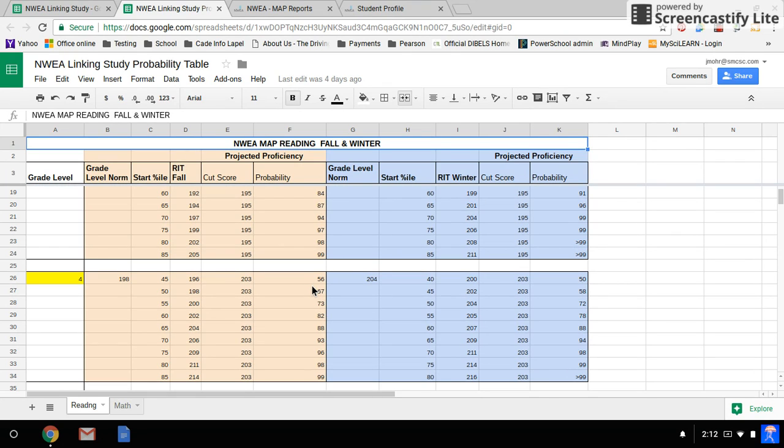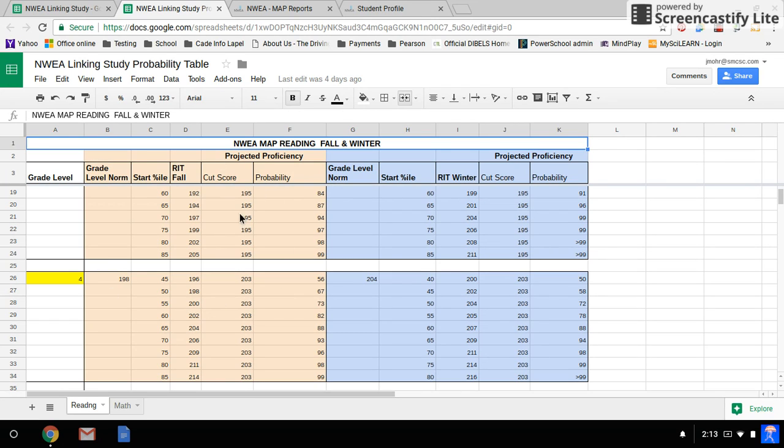That's why it gets very important that we look at percentile. That was a student who would be in the 45th percentile. And you can see that to have probabilities in the 80s and 90s, we need to have students anywhere from the 65th to the 70th percentile. So this document really becomes very important when it comes to looking at the projected proficiency and the probability that students have to be able to pass ISTEP.